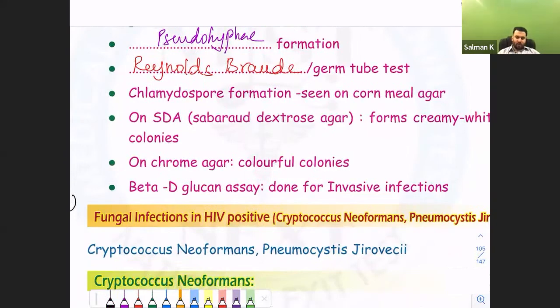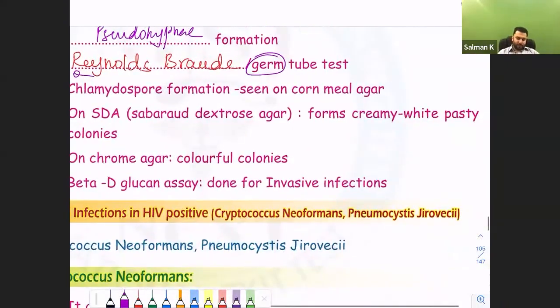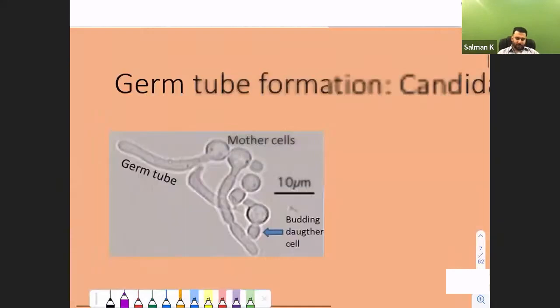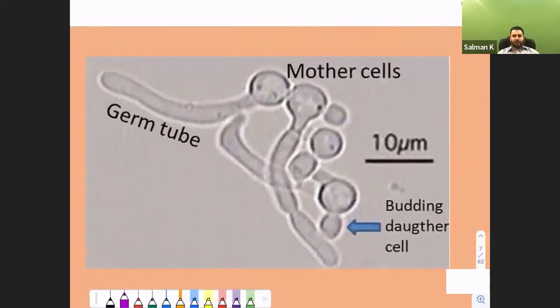Next is Reynolds Braude test or the germ tube test. Germ tube test. Okay, that is an important keyword you should remember here. The appearance looked like one of the germ cells, that is sperm. Okay, it looks like a sperm. This kind of appearance, it is the germ tube test.